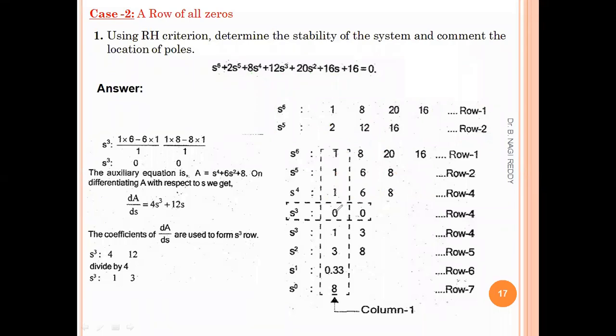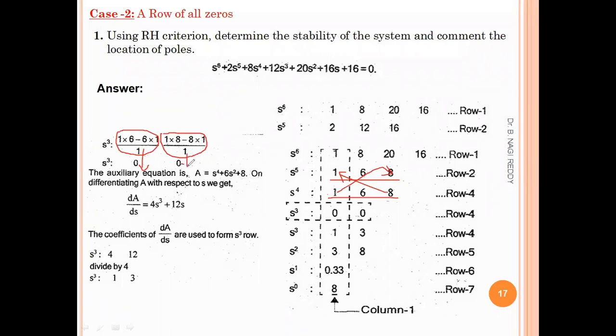Now for the next row, for calculating s power 3, you can see the s power 5 and s power 4 coefficients are both the same. That means if we calculate the s cube coefficients, we will get zeros only, because 1 into 6 minus 6 into 1, so 6 minus 6 is 0. The first s power 3 coefficient is 0. Coming to the second coefficient, 1 into 8 minus 8 into 1, so 8 minus 8, again we get 0. You can see the calculation here.